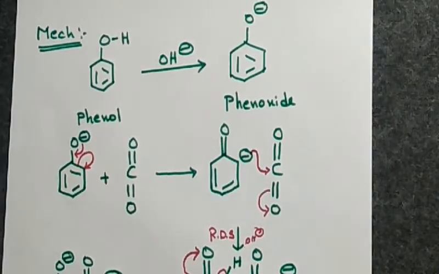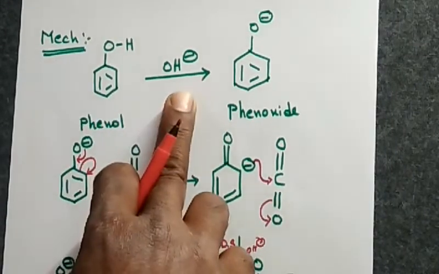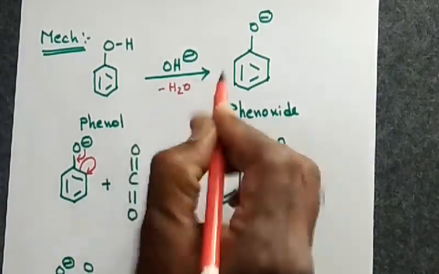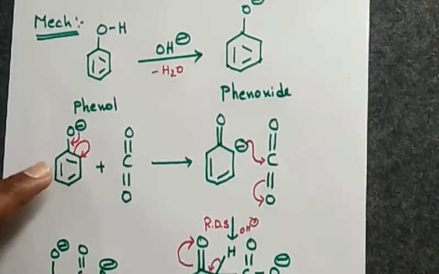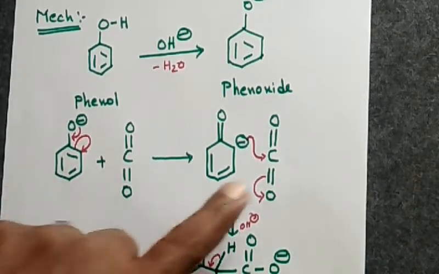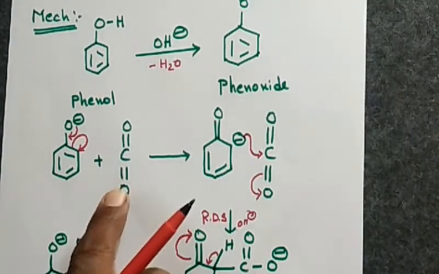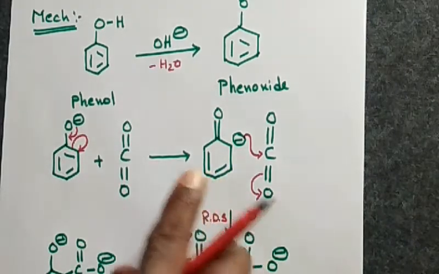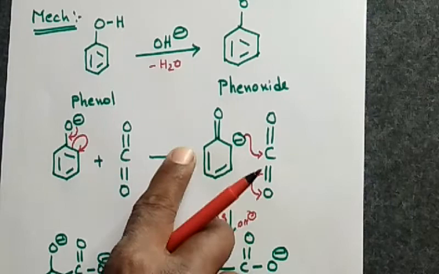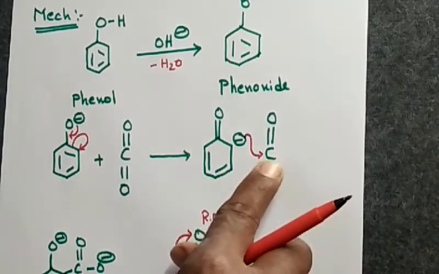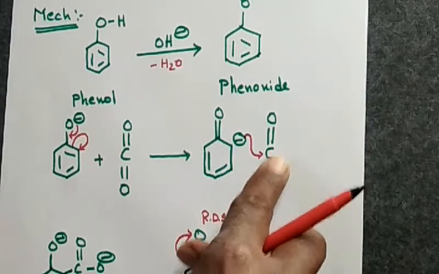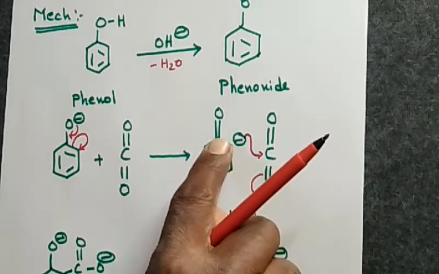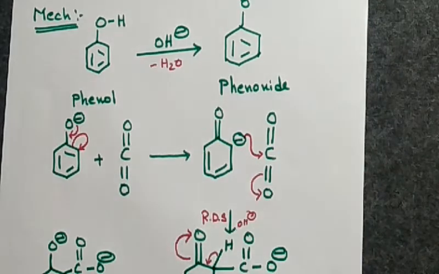Please observe once again, all of you. Phenol upon treatment with the base is converted to the phenoxide ion. Here also a water molecule is removed. Then this phenoxide ion combines with carbon dioxide. For this to happen, the phenoxide ion is converted to a carbanion, because of resonance. This carbanion attacks the electrophilic carbon of the CO2. So there is a new bond formation between this carbon and this carbon.